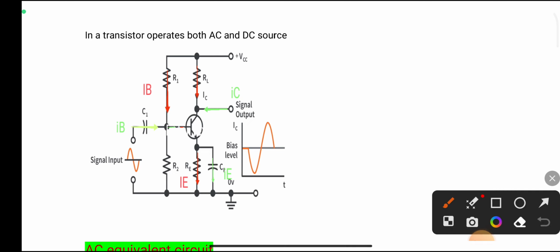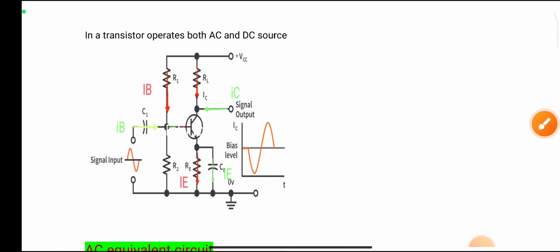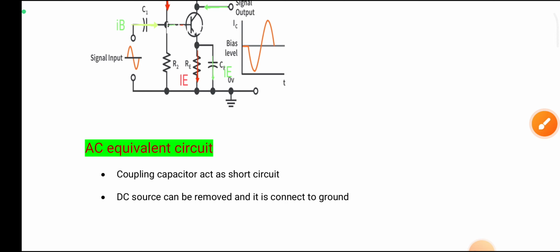You can see here, the red arrows indicate the DC current and the green arrows indicate the AC current. So this figure shows the amplifier is working, this amplifier uses both AC and DC sources. So next, AC equivalent circuit.